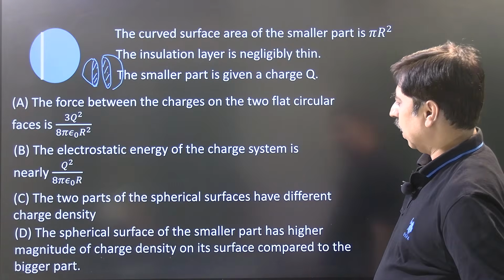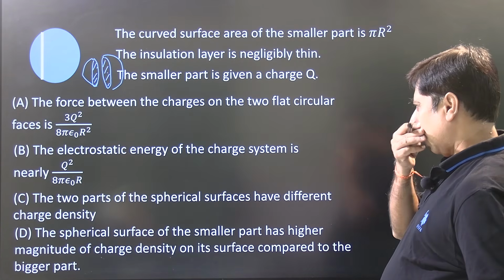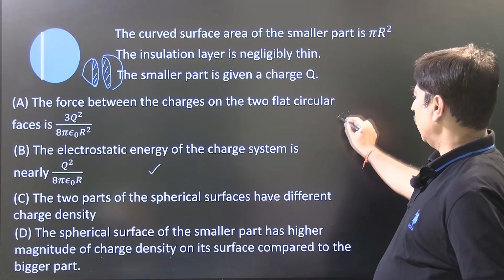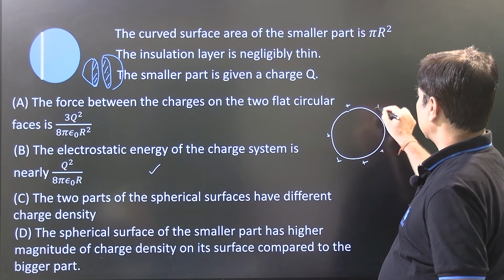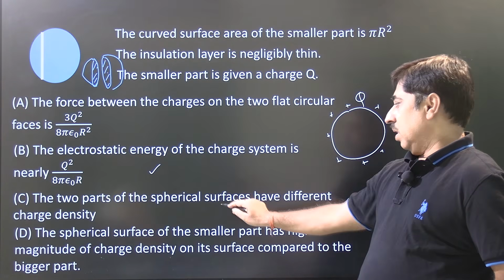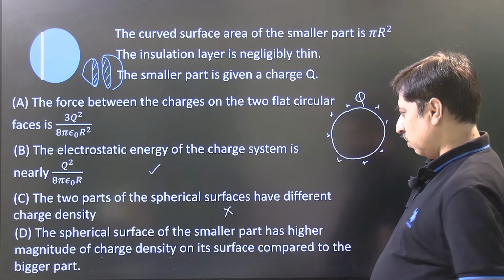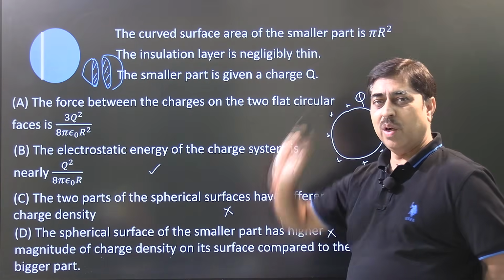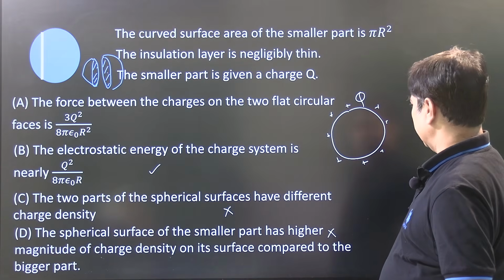So, I think a few parts of the question have been answered. I think this one has been answered. The system is equivalent, as far as energy is concerned, to a uniformly distributed charge q on its surface. So, this one appears to be correct. Two parts have different charge densities? This does not sound good. Higher? This also does not sound good. So, the only part that is left is the force between two charges on the two flat circular faces.